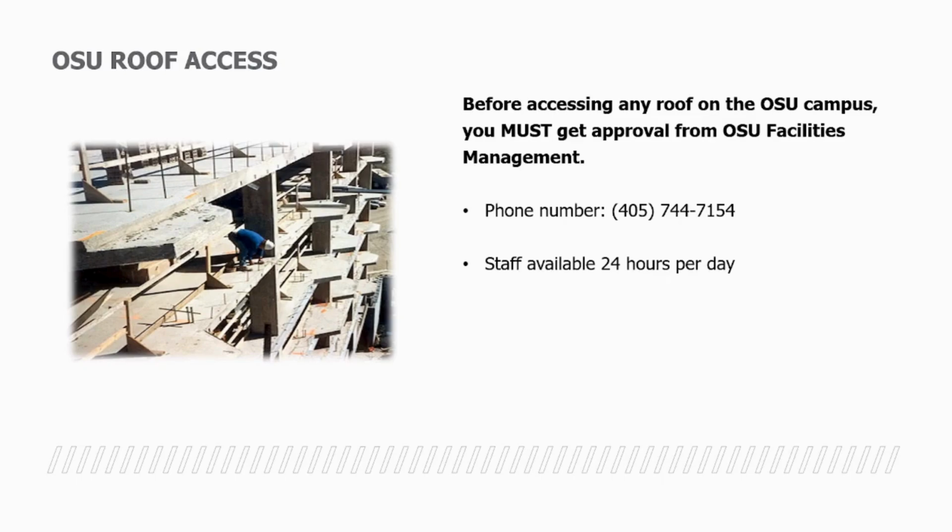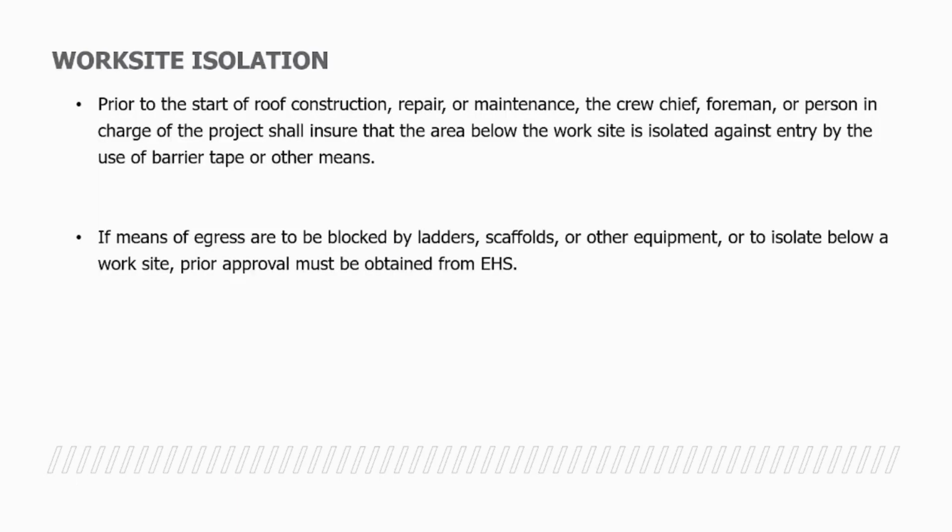Before accessing any roof on the OSU campus, you must get approval from the OSU Facilities Management. We've listed the numbers on the screen there for you. Area code 405-744-7154. Someone's available 24 hours a day. So if you do need to get up on the roofs of any of the buildings here at Oklahoma State University, please contact them first.